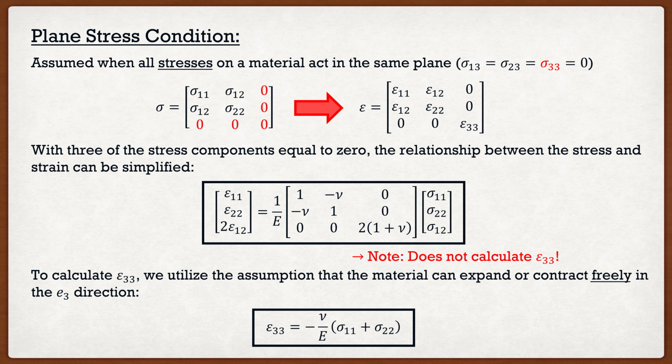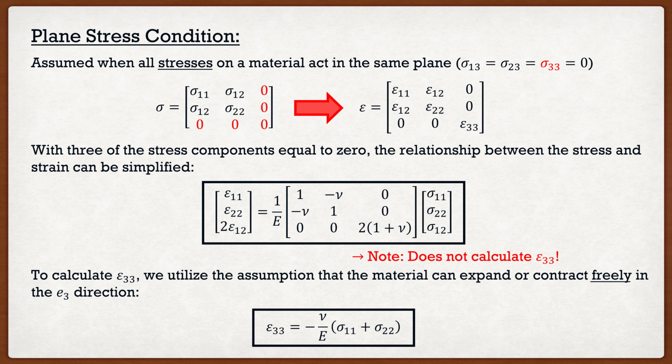Therefore, we can calculate epsilon 3,3 as negative nu divided by E, multiplied by sigma 1,1 plus sigma 2,2. Typically, we calculate what sigma 1,1 is, what sigma 2,2 is, and then we can find out what epsilon 3,3 is. Nice and easy. So with this plane stress assumption, again, the material can expand or contract freely in that E3, or thickness, direction.